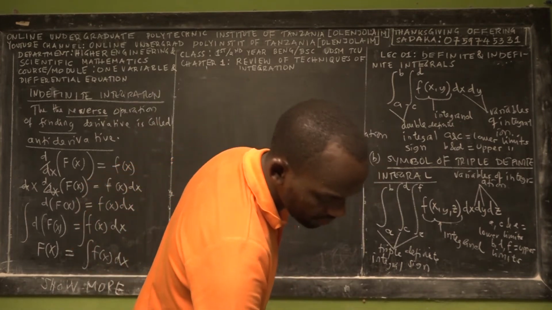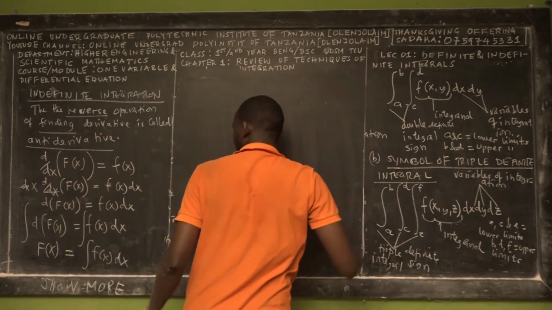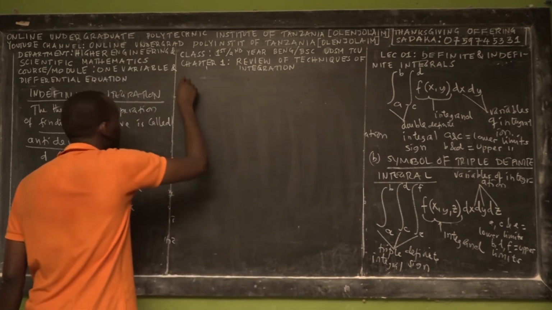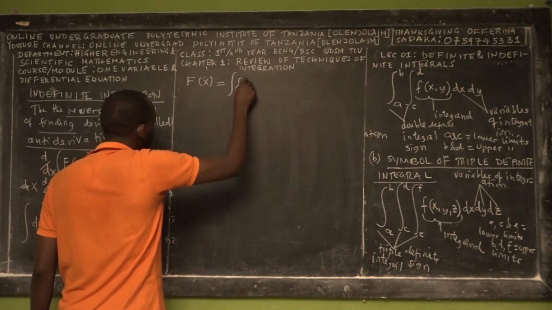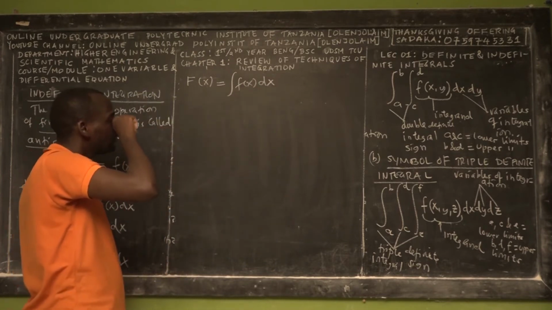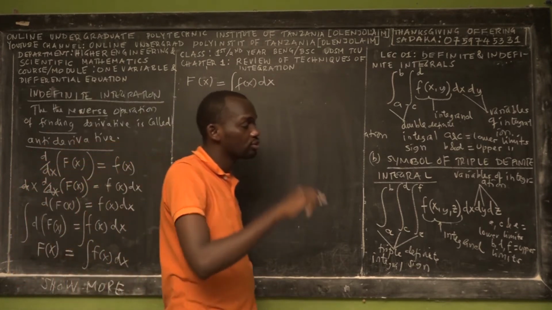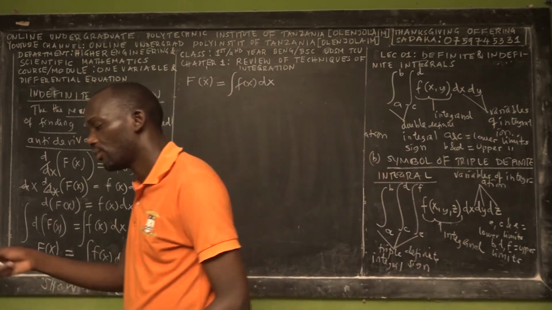Let me repeat. I say that when we are integrating a certain function, it means if you have f of x, and then we're given a certain function f of x, if we integrate this function, we might have so many or millions of results. How and why?